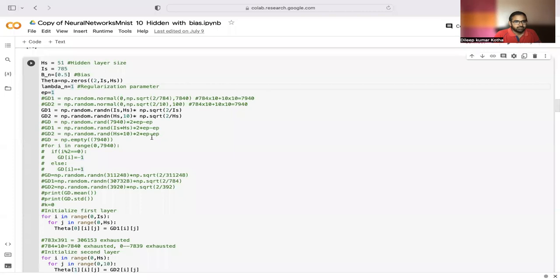So in the program, here I have put the bias neuron. I'm initializing it to 0.5. The input layer size is 784 plus 1, so it is 785, and the hidden layer is 50 plus 1, 51. The hidden layer bias neuron we do not initialize because it depends on the input weights. It automatically gets initialized to some value in the activation layer, which is the hidden layer.